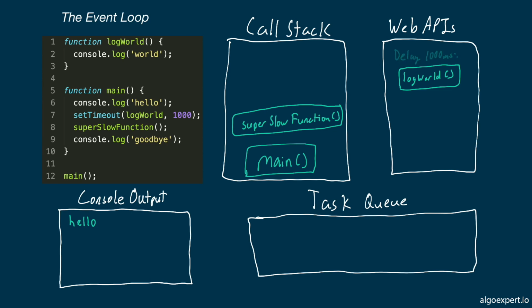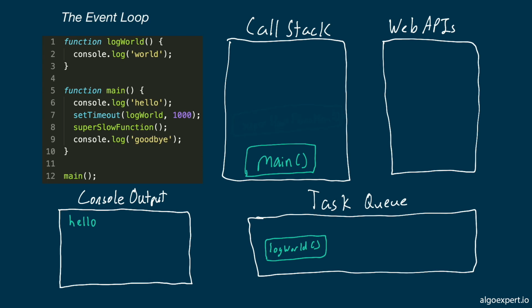During this time, the logWorld timeout might end, and it would get queued up in the task queue by the web API, but it's just going to sit there in the task queue and wait for the call stack to become empty. Once the super slow function finally does complete, it does get popped off of the call stack, which would mean that we can finally call the console log of goodbye. This gets pushed onto the call stack, and we log out goodbye.